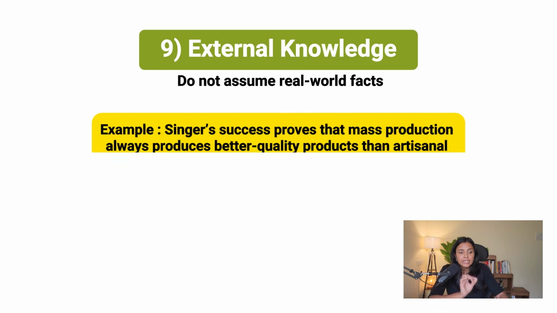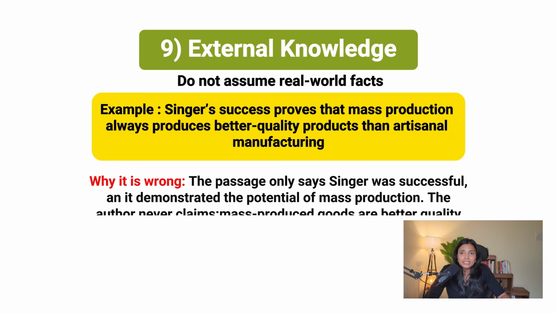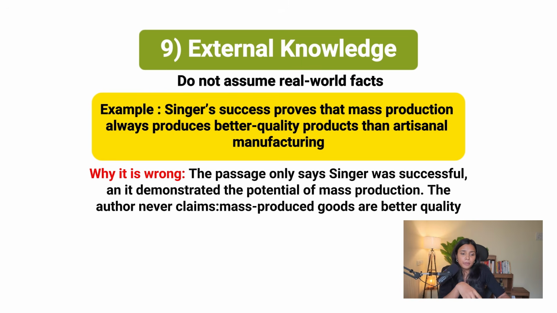For example, Singer's success proved that mass production always produced better quality products than artisanal manufacturing. Now, in real life, this could be true. But since there's no information about improvements in affordability, scalability, consistency, or the quality, this option feels believable, but it's external knowledge and therefore wrong.